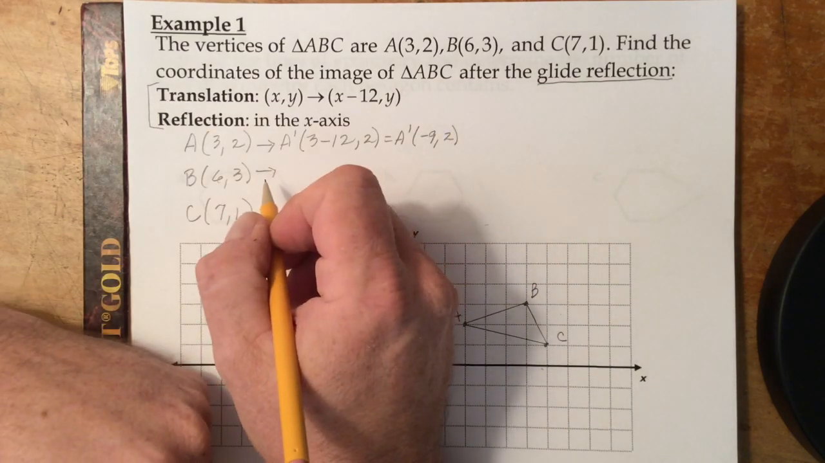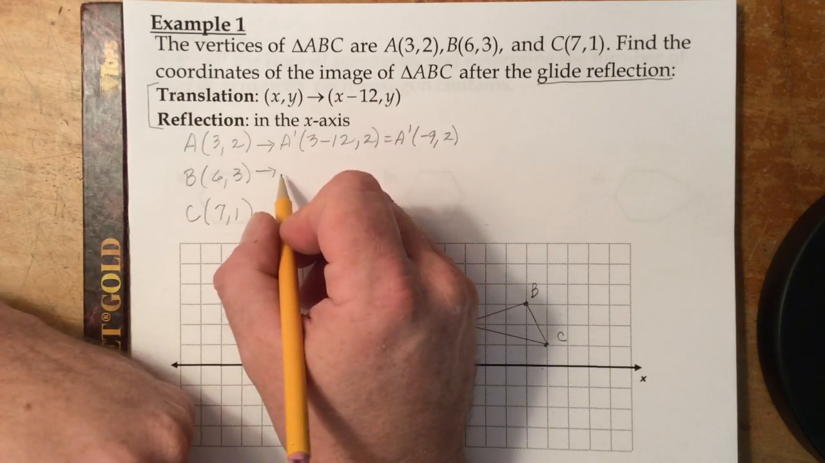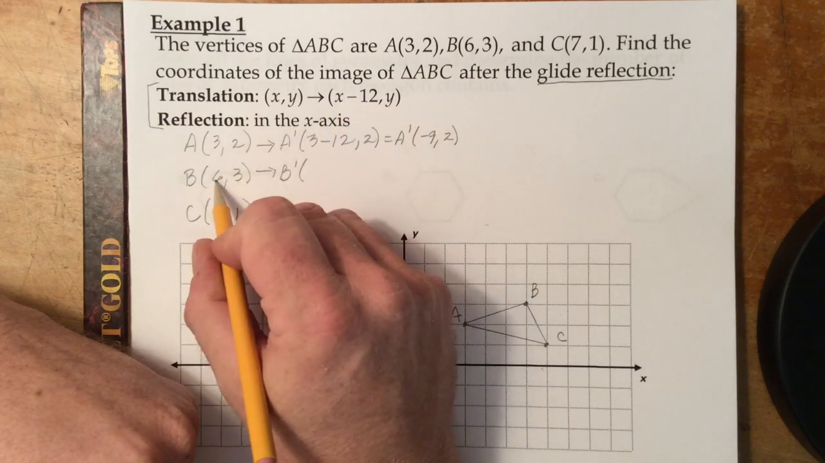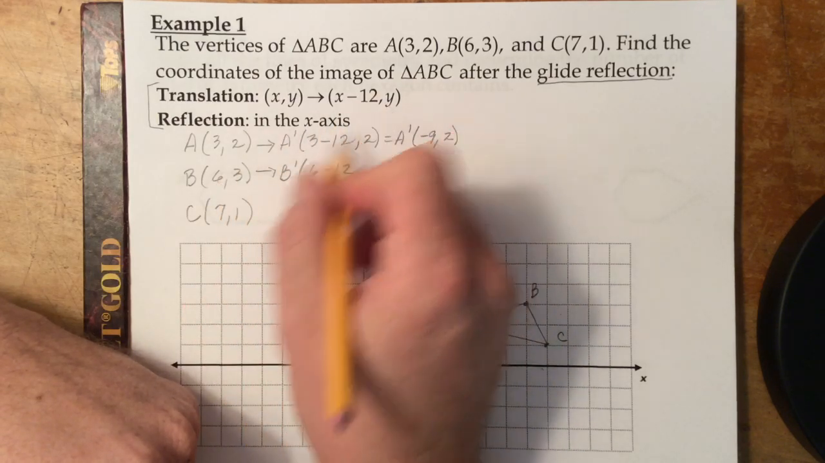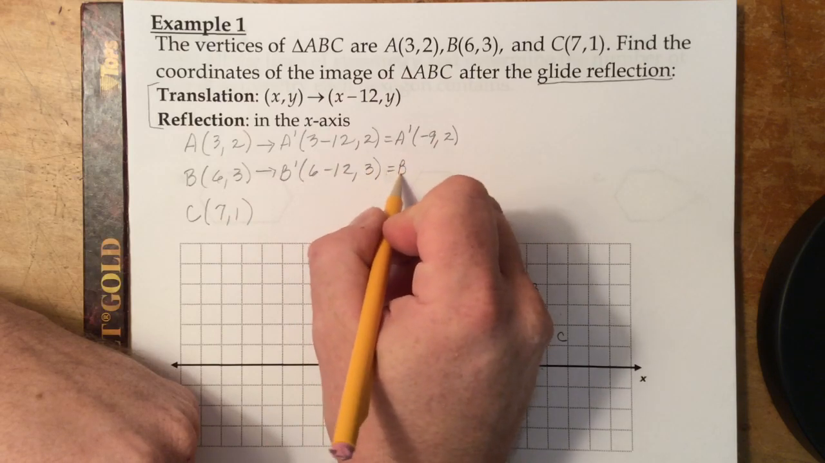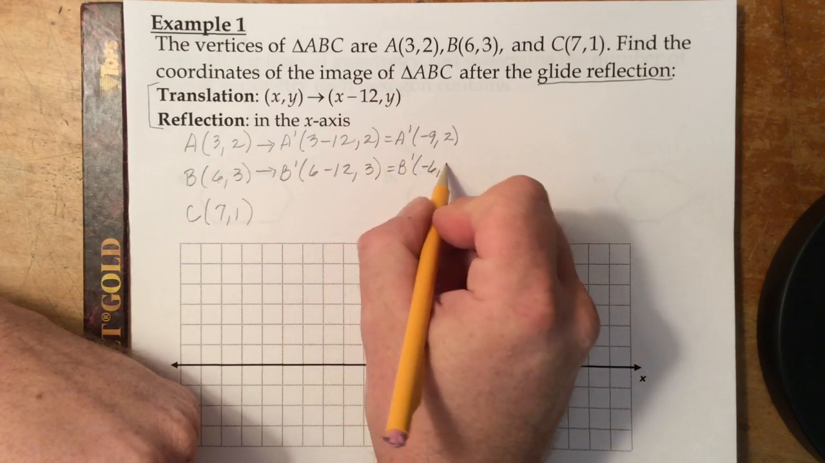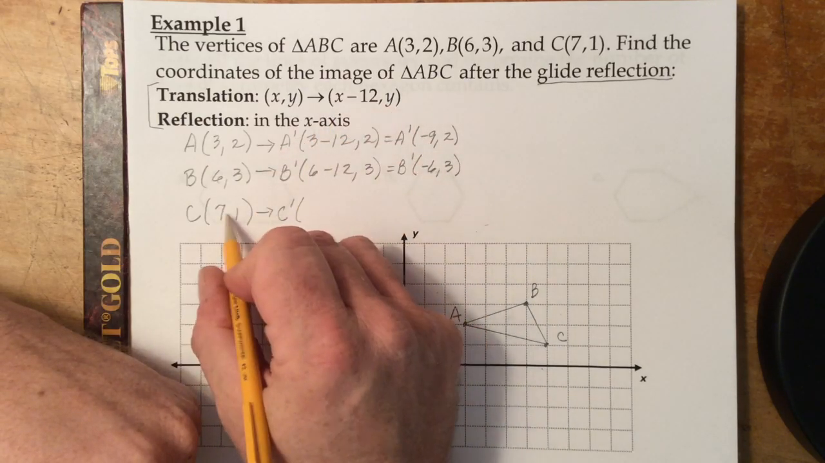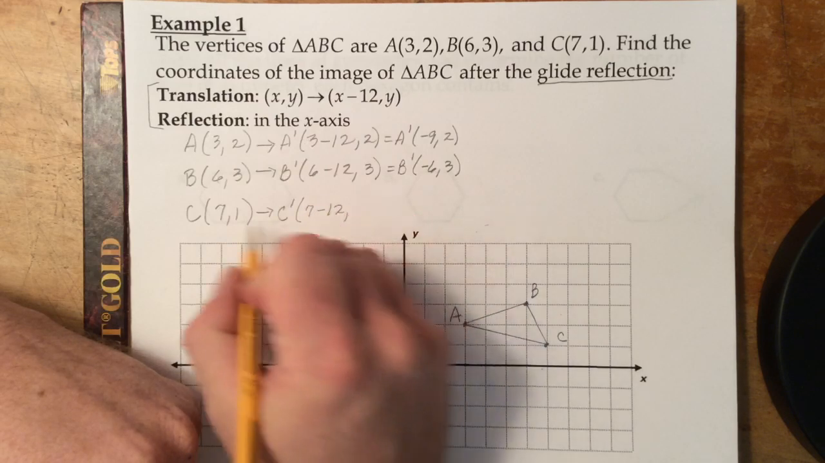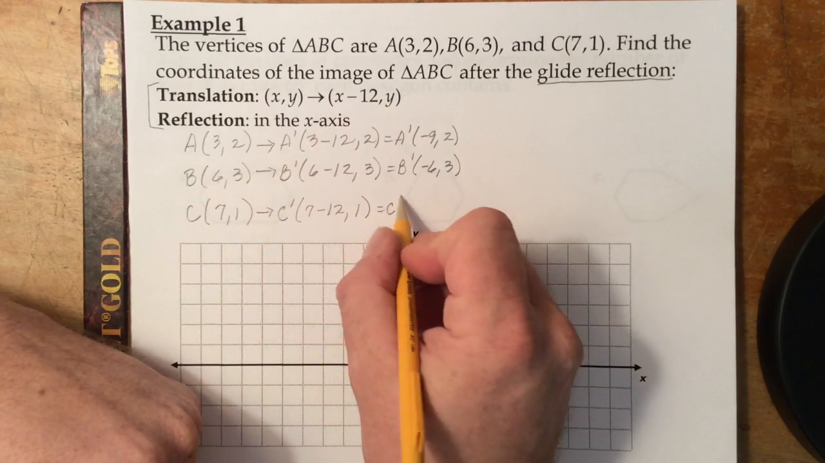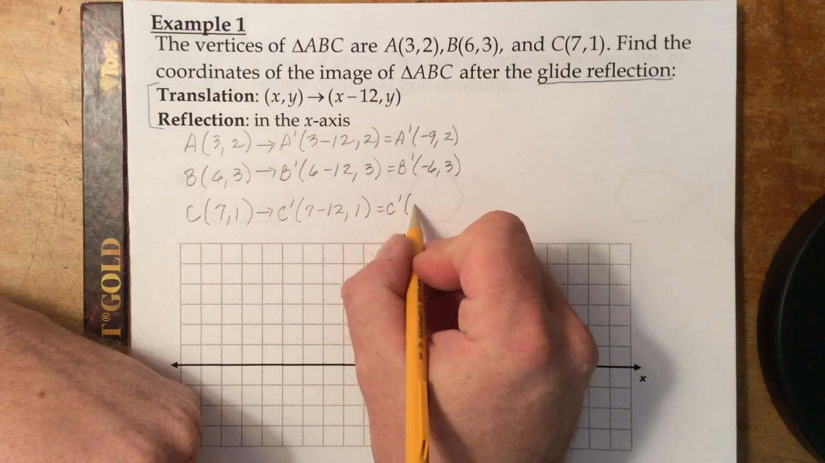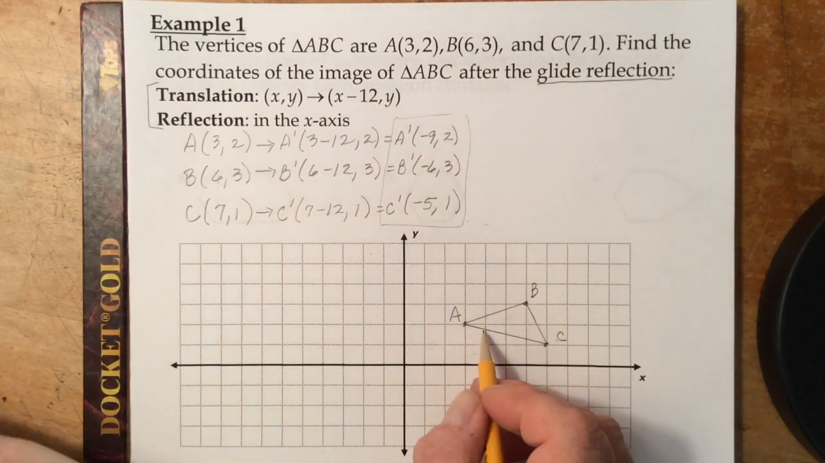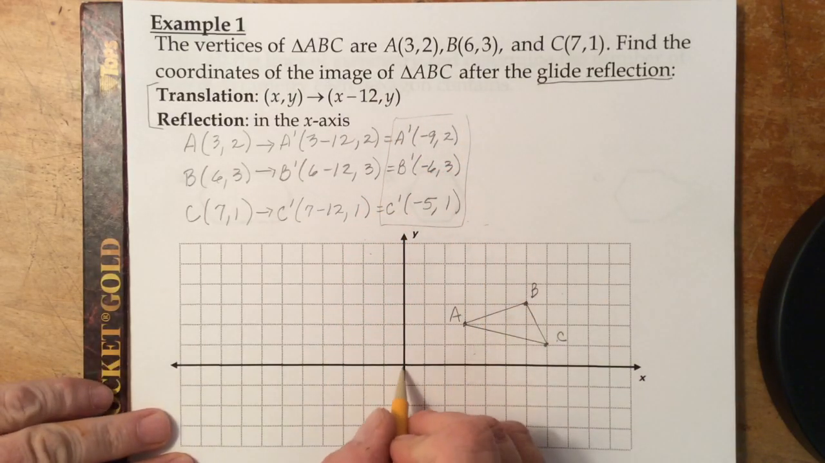Then we find the translated B prime using the same rule, 6 minus 12, comma, y, which is 3. So B prime then is at negative 6, 3. And C prime, using the same rule, 7 minus 12, comma, 1. That gives us C prime at 7 minus 12, or negative 5, comma, 1. Now we take these ordered pairs and graph them in our first step in the composition.